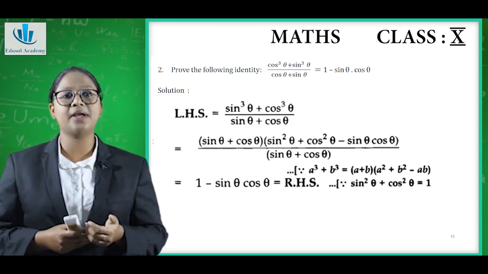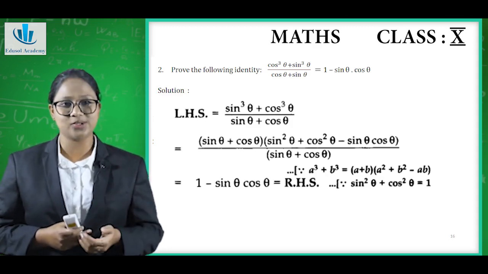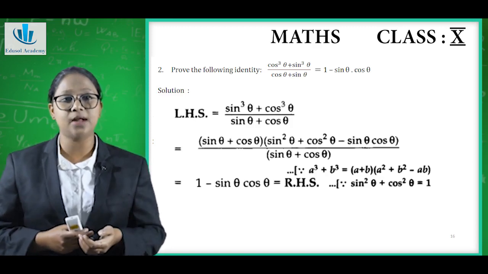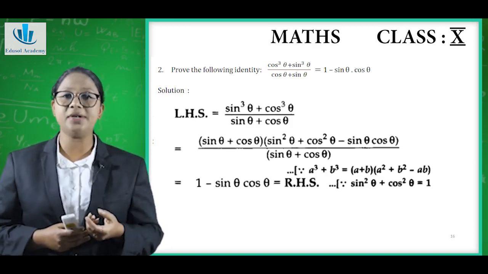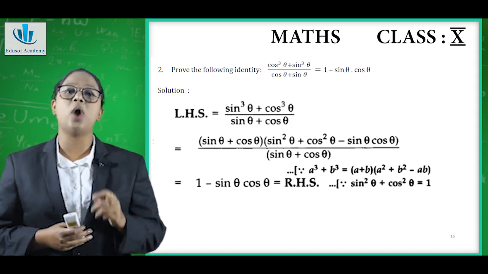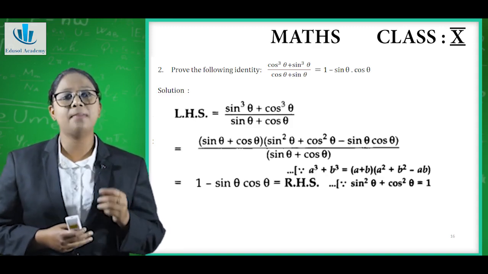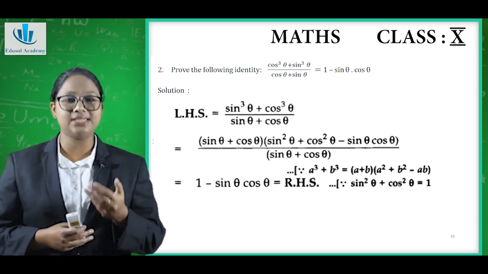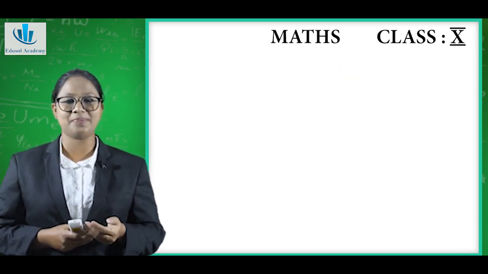Now the equation will become sin square theta plus cos square theta minus sin theta cos theta. By trigonometric identity, sin square theta plus cos square theta is equal to 1. So the equation is 1 minus sin theta cos theta. That is the RHS, hence proved.